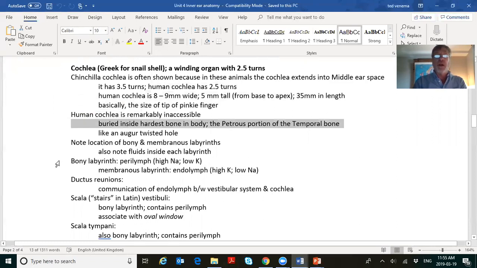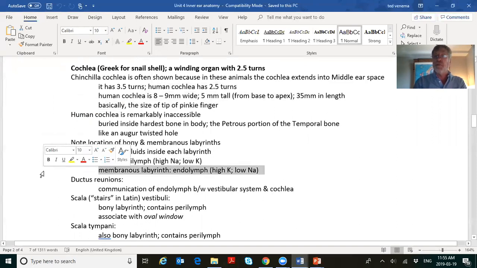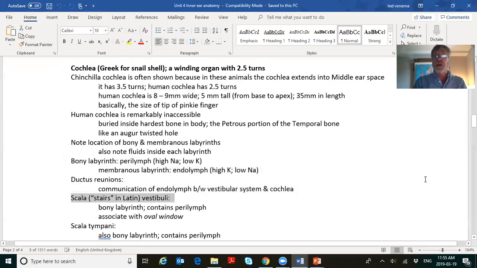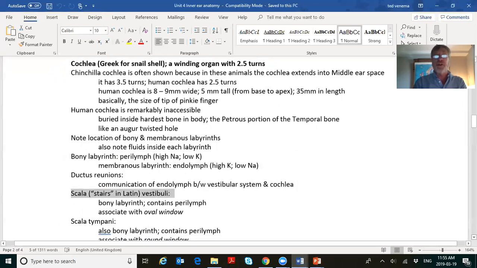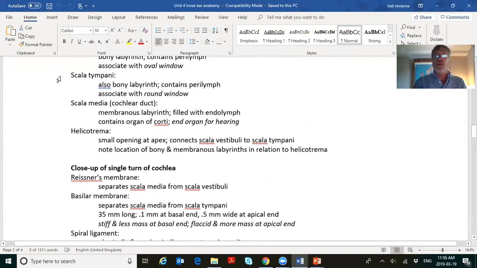Don't worry about knowing sodium versus potassium. Just know that the fluids are different. Know what fluid is in the bony labyrinth and what fluid is in the membranous labyrinth. Don't worry about ductus reuniens, couldn't care less. Look at the scala, make sure you know what those are and what they are associated with.